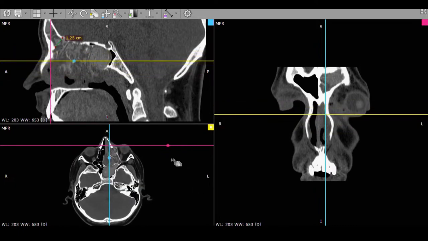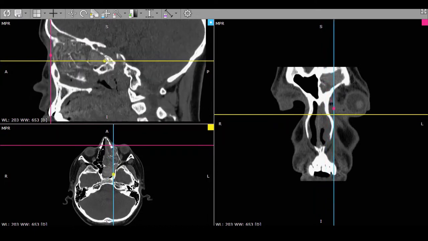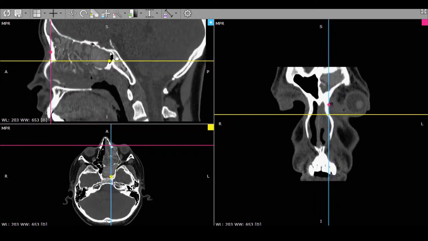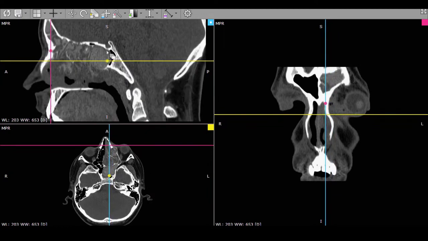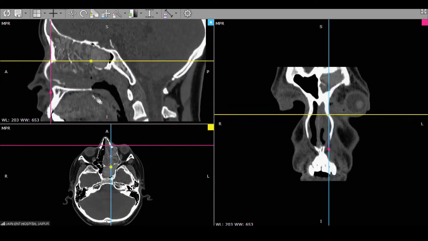There are certain structures which are best seen on sagittal section. One is this configuration of the frontal sinus. Another is this configuration of the skull base. See the slope of the skull base. Third is sphenoid sinus sella relationship. See this sella and the sphenoid sinus. So these are the things which are seen best on sagittal section.